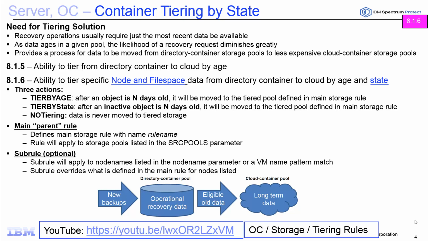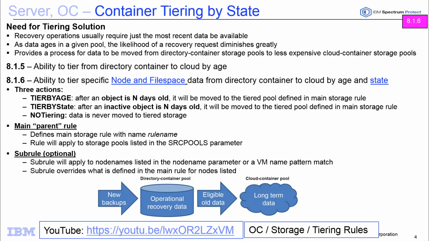Back in 8.15, we first introduced this capability, and at that point you could tier data specifically by age. What we're introducing in 8.16 are two things. The first is, in addition to being able to tier by age, you can also choose to tier by state. So you can choose to have data moved out that is inactive, meaning there are newer versions already out in that directory container. We're also introducing this idea of parent rules with subrules.